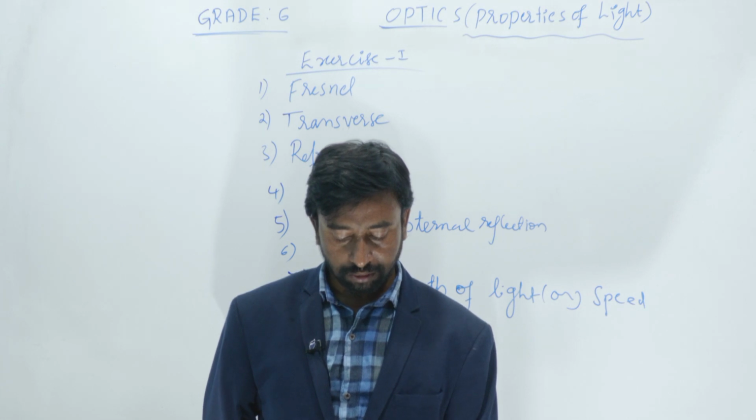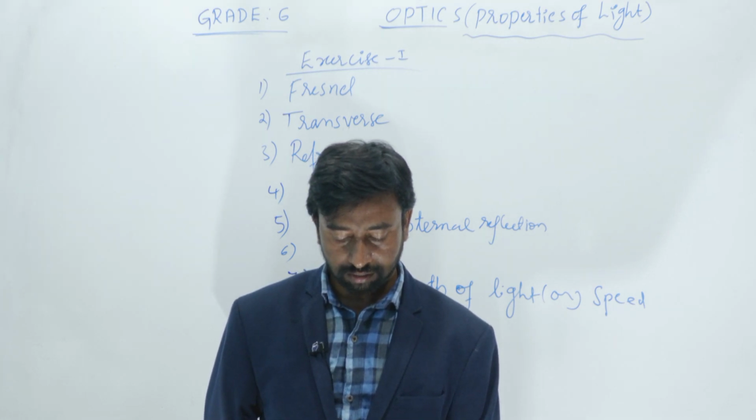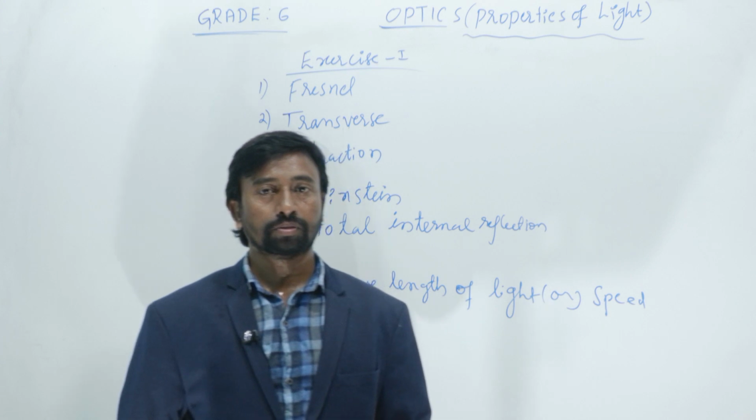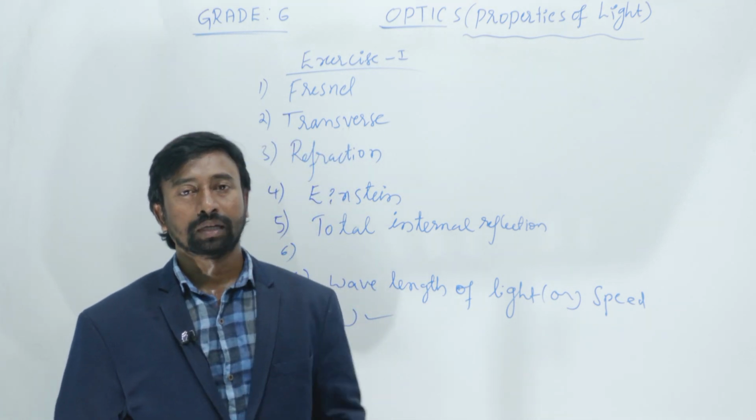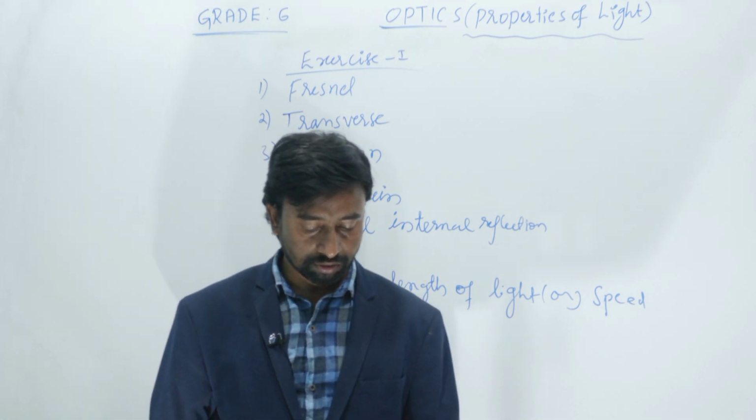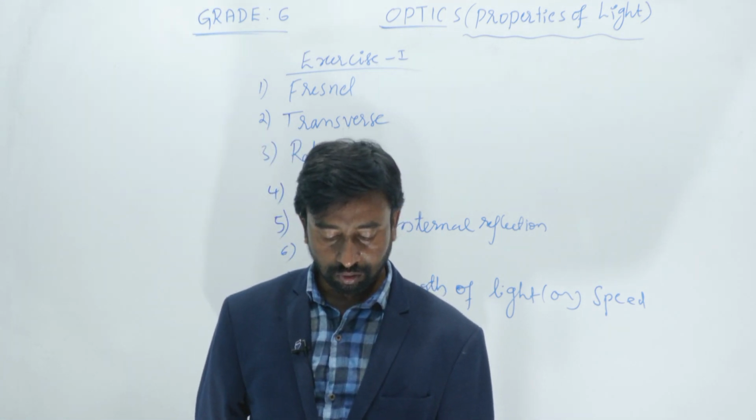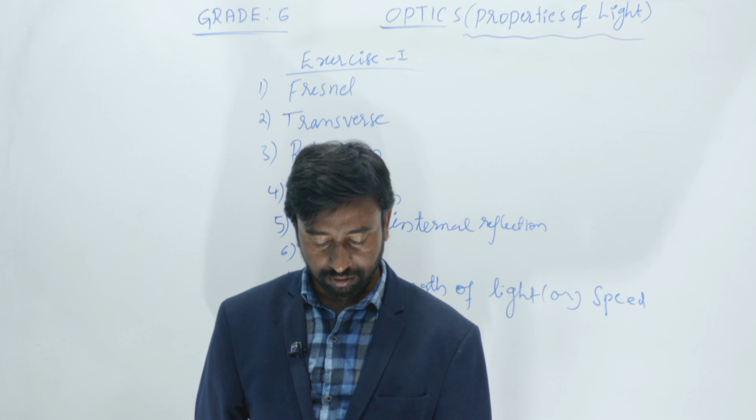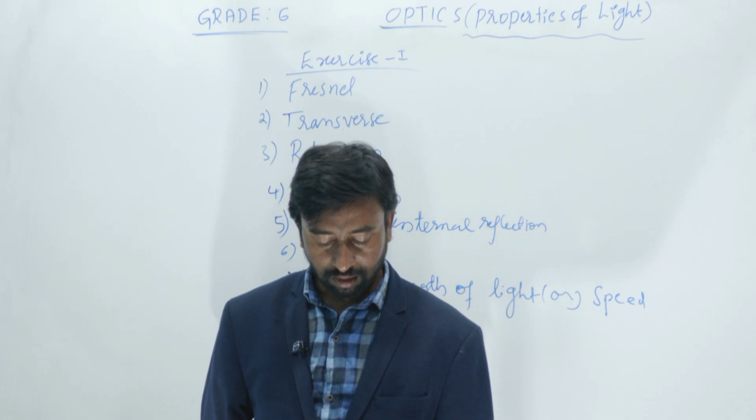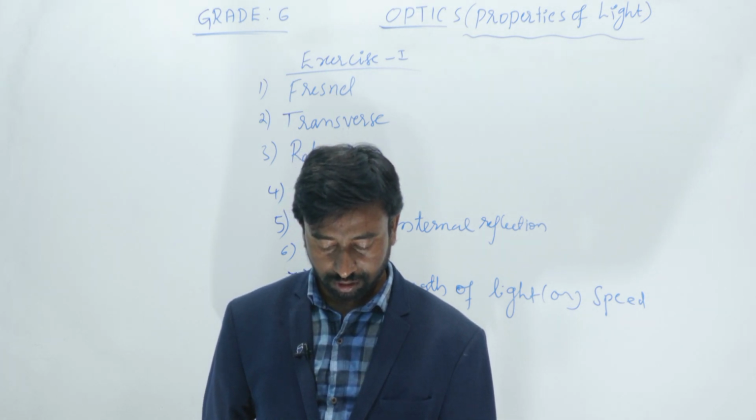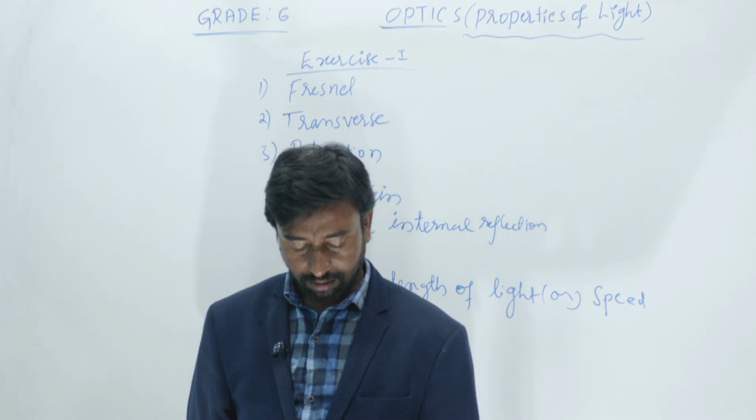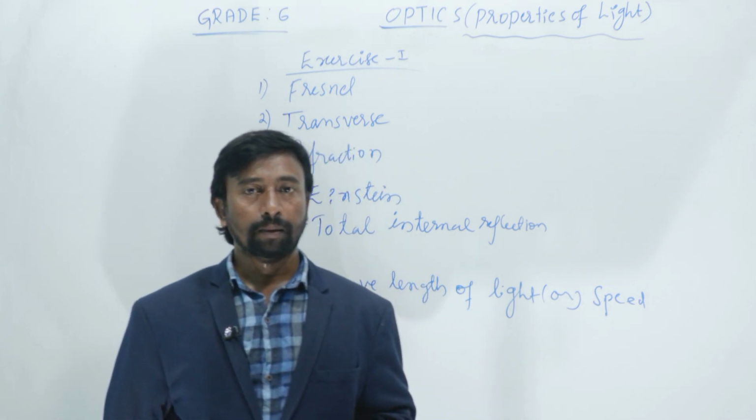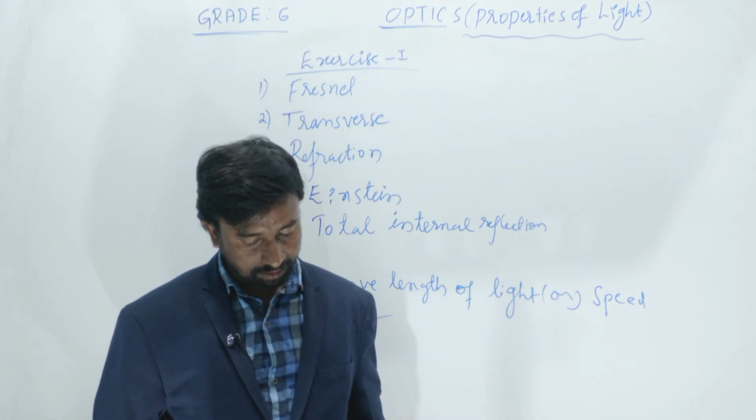The third one: Newton's theory of light is also called the corpuscular theory. Corpuscular means tiny particles of light, known as corpuscles. So Newton's corpuscular theory. Next, according to Newton, light consists of a stream of tiny massive particles.